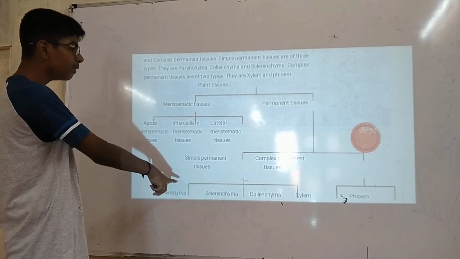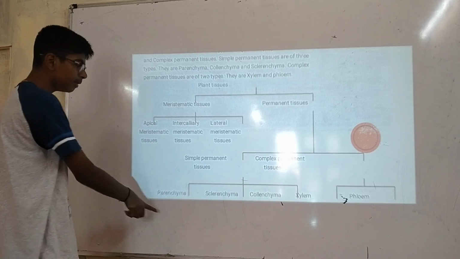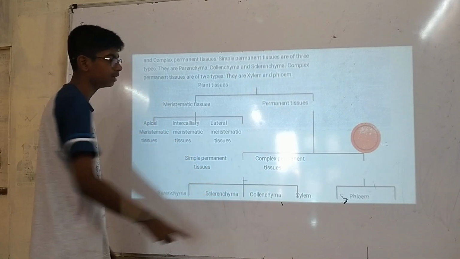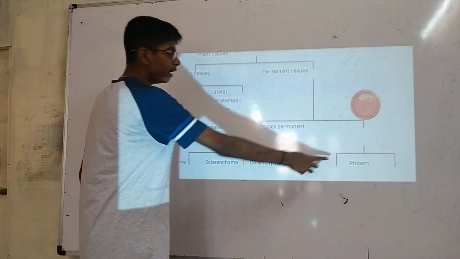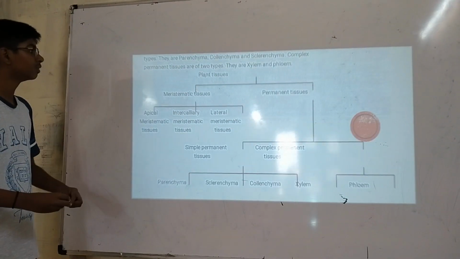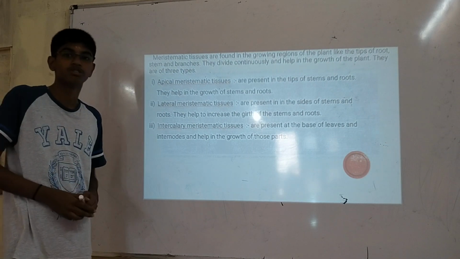Simple permanent tissues are divided into three types, which are parenchyma, collenchyma and sclerenchyma. And complex permanent tissues are divided into two types, which are xylem and phloem. So let me draw a diagram of the meristematic tissue.